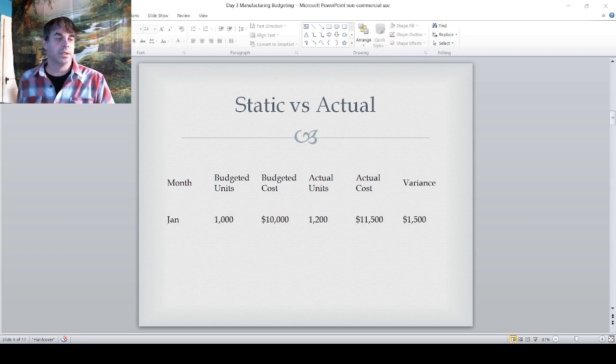So static versus actual. Here's an example table. You have for January budgeted units at 1,000. Budgeted cost was 10,000. Actual units produced was 1,200, and the actual cost was 11,500, which gives us a variance of 1,500. Notice that the 1,500 variance, without context, looks bad, but it's just because you produced 200 more units.